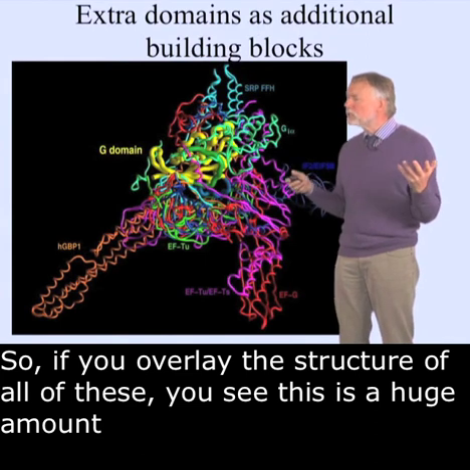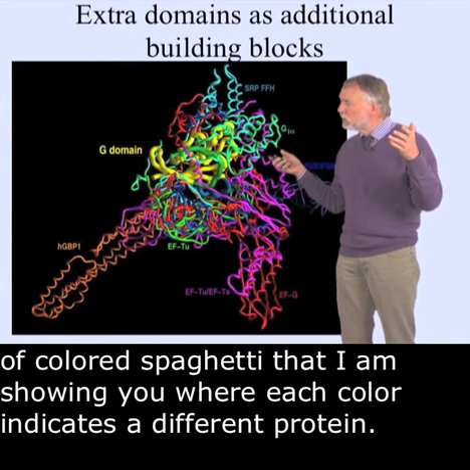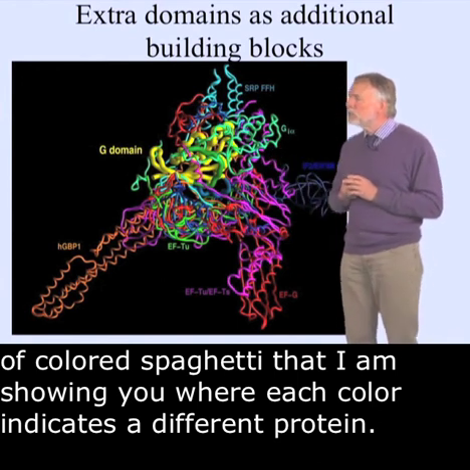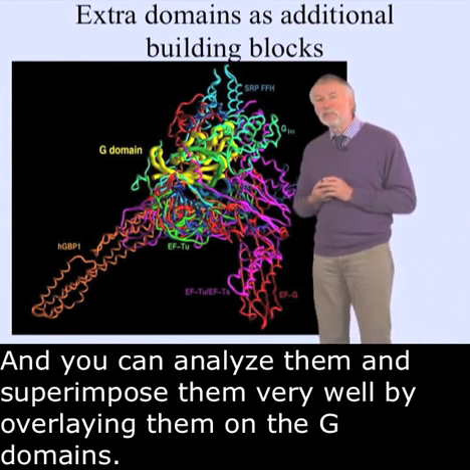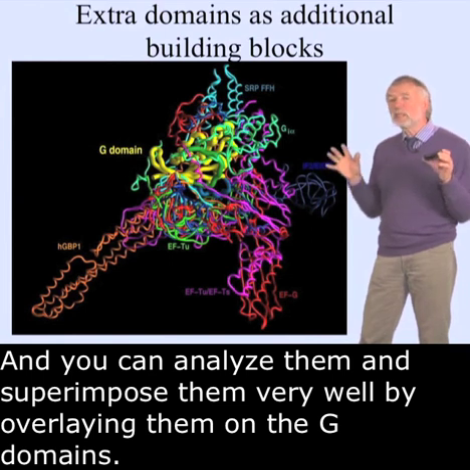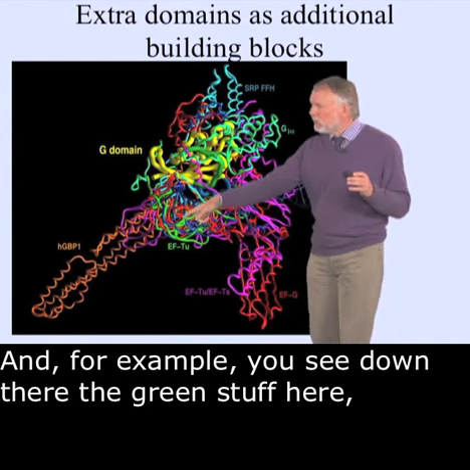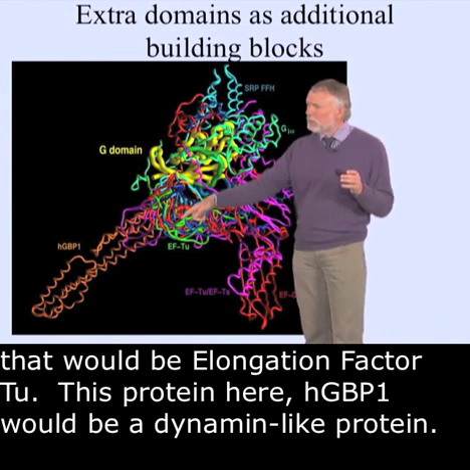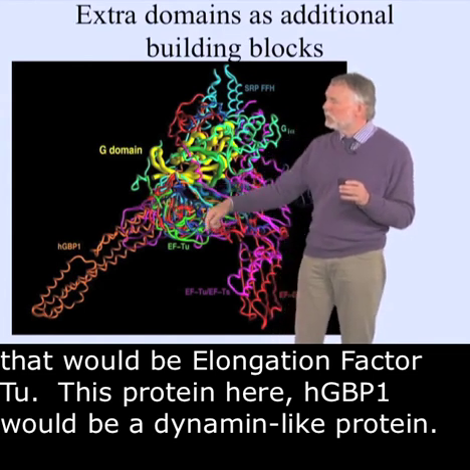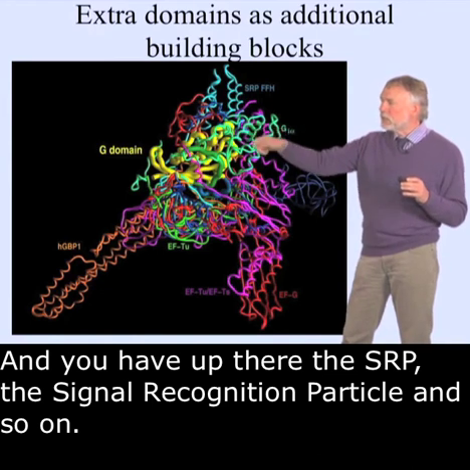So if you overlay the structure of all of these, you see this is a huge amount of colored spaghetti that I show here, where each color indicates a different protein. And you can analyze them and superimpose them very well by overlaying them on the G domain. So the G domain is totally conserved between these very, very different proteins. For example, you see down there the green stuff, that would be elongation factor Tu. This protein here called GBP1 would be a dynamin-like protein. Up there, you have the SRP, the signal recognition particle, and so on.